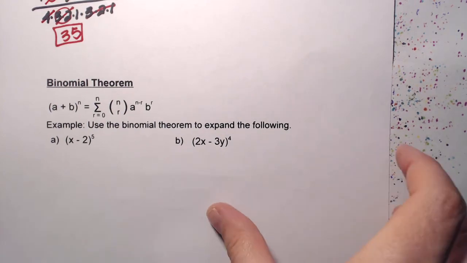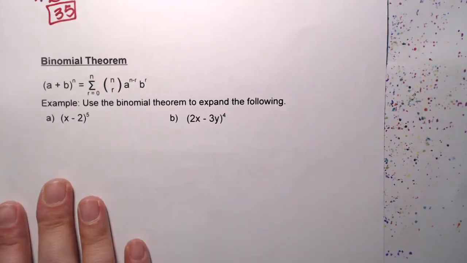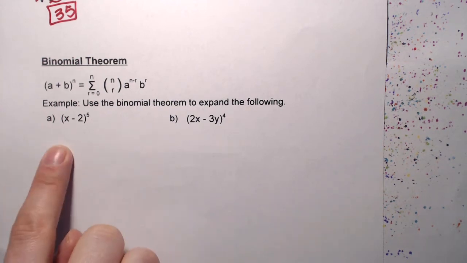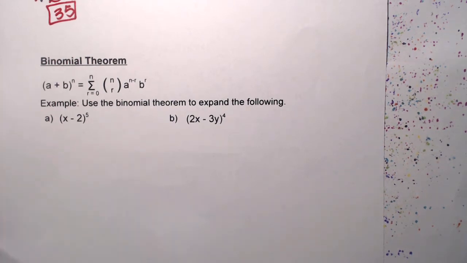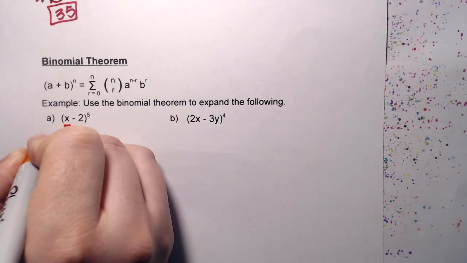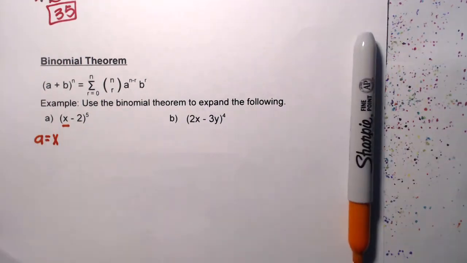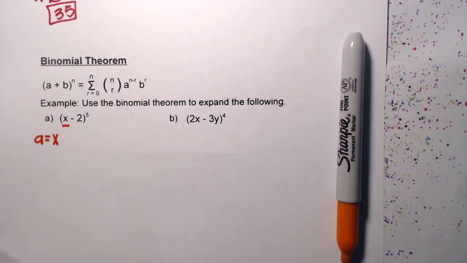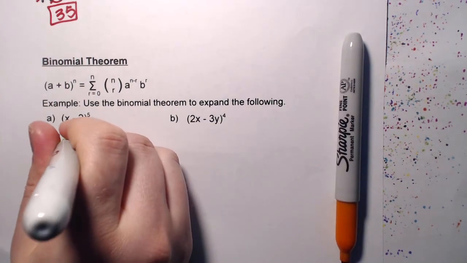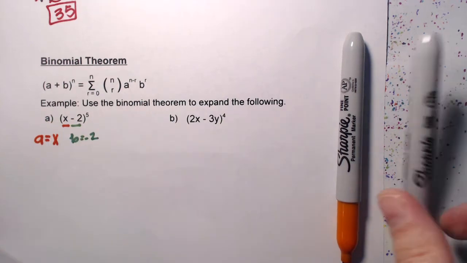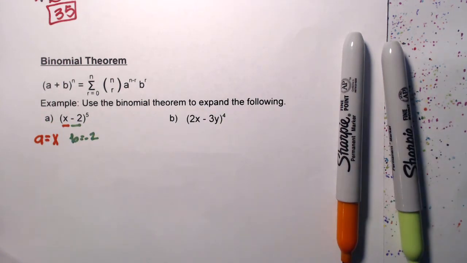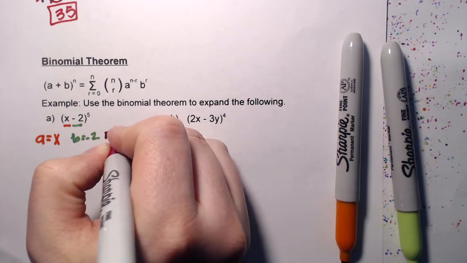So to work through something, for example, on this first one, my A value is going to be x. The B value is going to be -2. And then N is going to be 5 from right there.